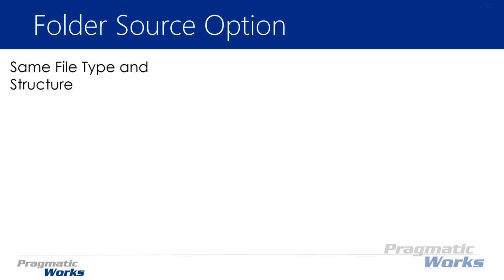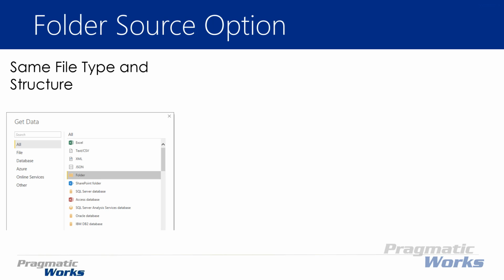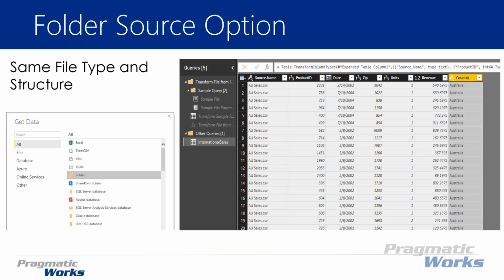Well, folder source option, bare minimum requirements. Same file type and same structure. So same number of columns and they're named the same. That's it. And then you can point to and use this folder choice to bring in however many files exist in there, and it loads it into one giant table. It's a great way, really. You can think about it almost like merging or appending queries. But you're doing this all for your files.